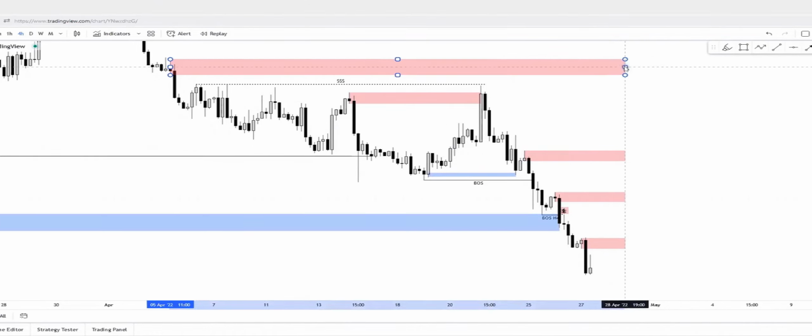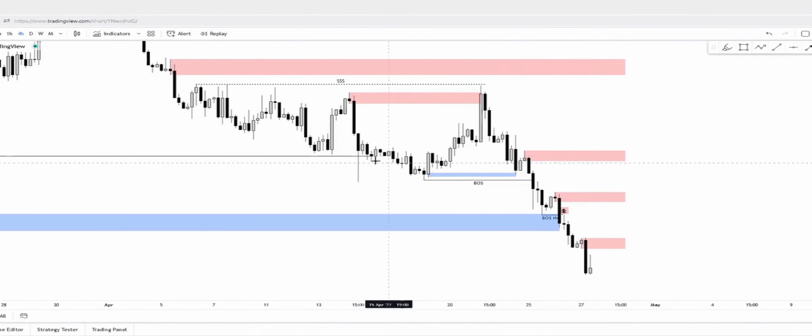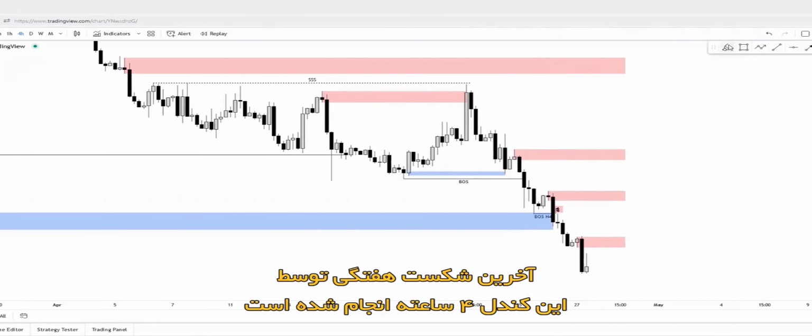Right here, perfectly lined up. Okay. So the last recent weekly breakout structure has happened by this 4-hour zone.